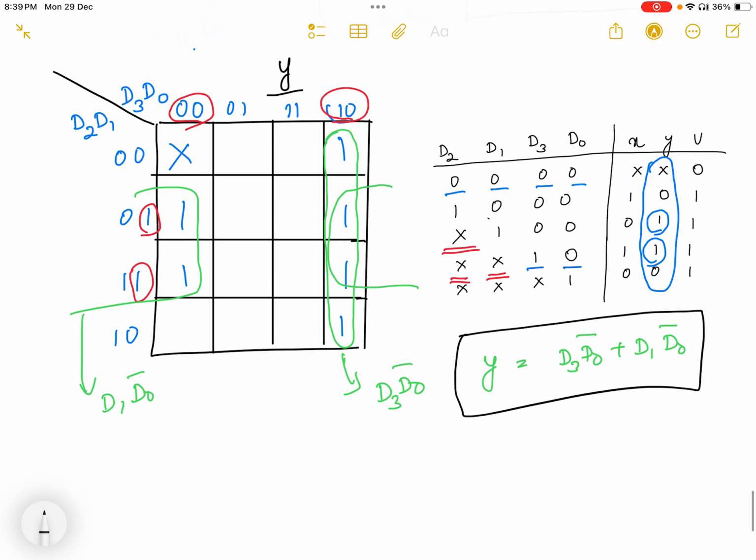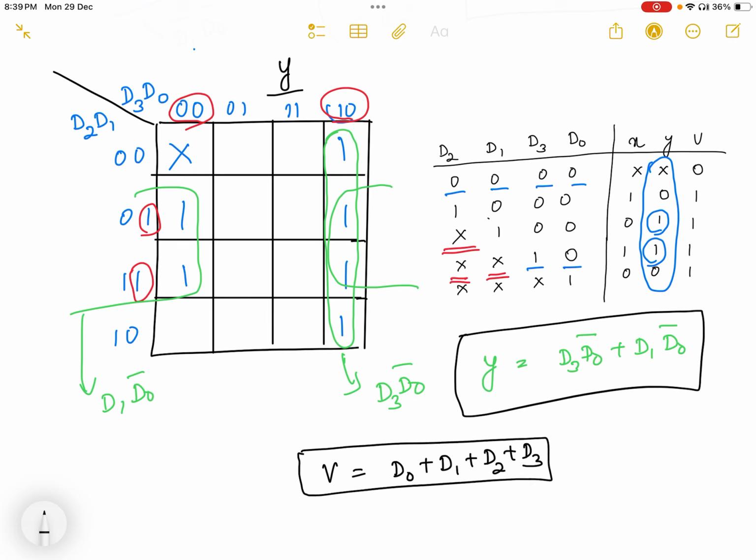As I told previously, for the valid bit indicator, I always get V equal to D0 plus D1 plus D2 plus D3. Once I have the input-output relationships, you can draw the logic diagram.